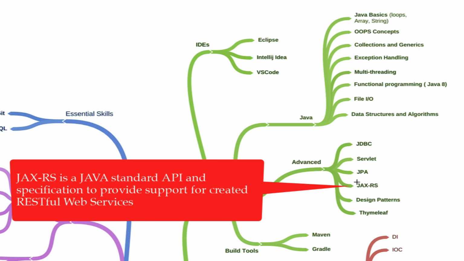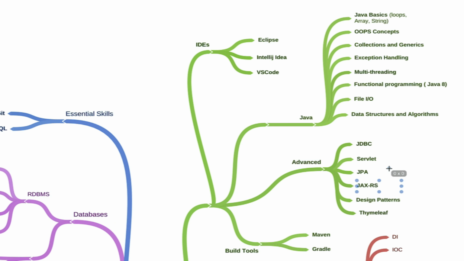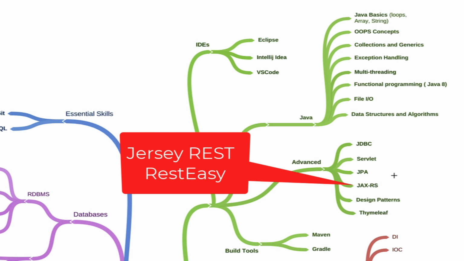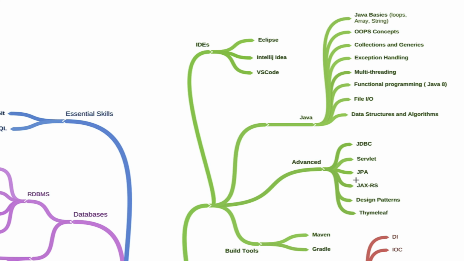Well, next is JAX-RS. JAX-RS is again the standard API available in Java that we can use to develop RESTful web services. And JAX-RS is just the standard API or specification, and there are a lot of implementations available in Java. For example, the Jersey REST framework and RESTEasy. So these are the two popular implementations of JAX-RS.